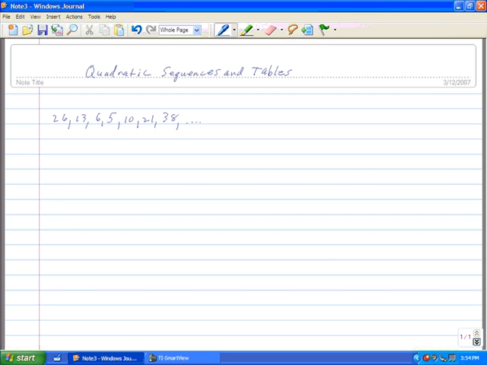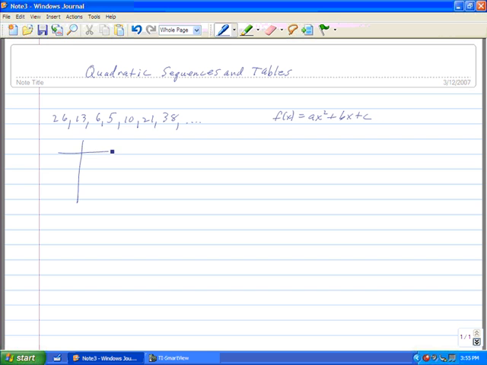The next thing we need to learn how to do is to be able to spot and then model a quadratic sequence, or a table of values that is created by a quadratic type function. Remember, quadratic means a function that can be written as ax squared plus bx plus c. This particular sequence of numbers can be put into a table, and then we can look at first and then second differences to see that this list of values was created by a quadratic function.